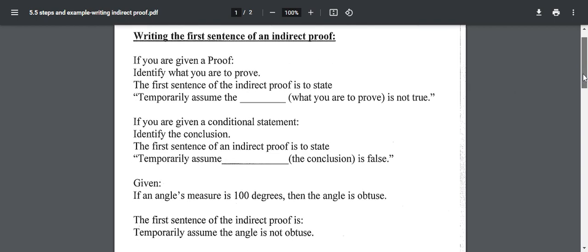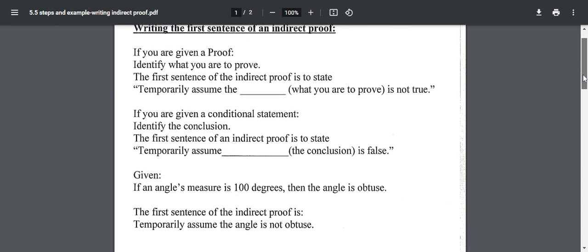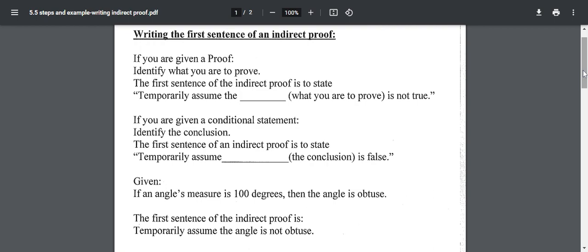I am here to talk a little bit about how to write indirect proofs. These are also known as proofs by contradiction, and you will see them frequently throughout geometry and algebra. So, what we do in an indirect proof is we assume that what we are to prove is not true, and then we go about showing how that must be false.